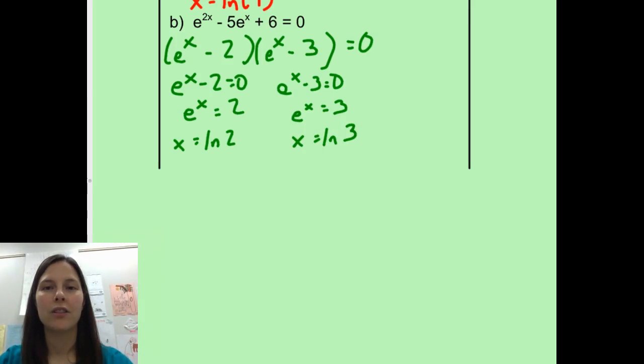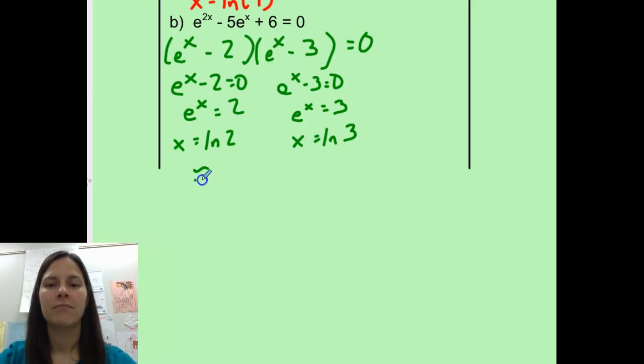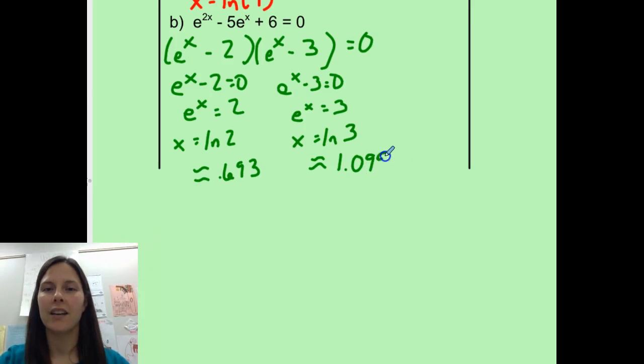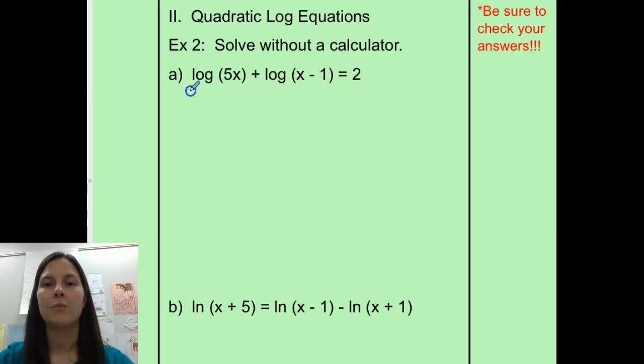This time we have the natural log of two positive numbers, so we do have two answers on this one. Our exact answers are the natural log of 2 and the natural log of 3. For the natural log of 2, we have about 0.693. And for the natural log of 3, we have about 1.099.